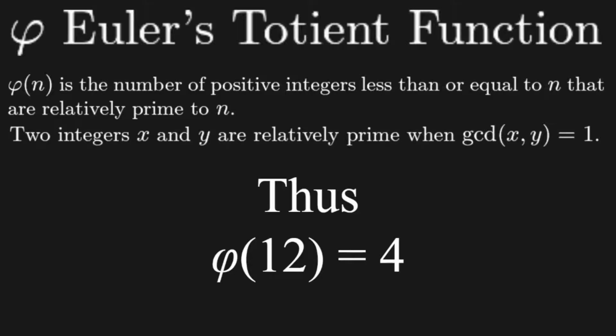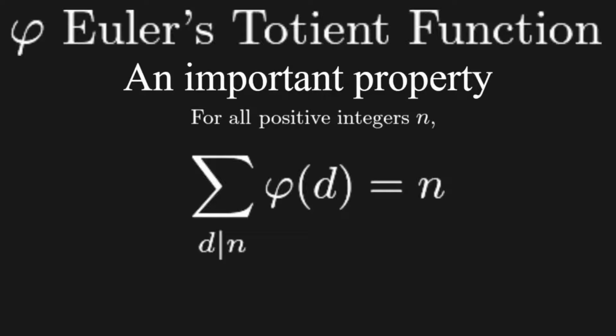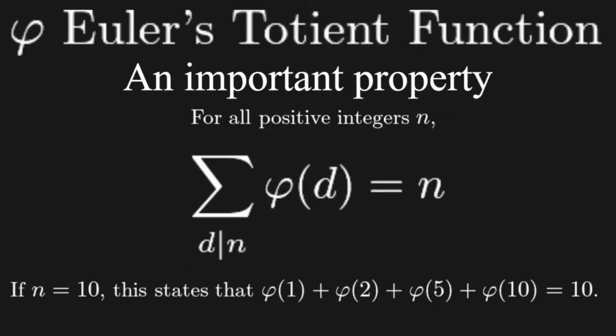Now let's prove an important property of Euler's totient function. Here it is on the screen. This notation just means we have to iterate over all the divisors of n. We'll see this notation a lot in the future, so be familiar with it. If n was 10, for example, we would have to prove that phi of 1 plus phi of 2 plus phi of 5 plus phi of 10 is equal to 10.